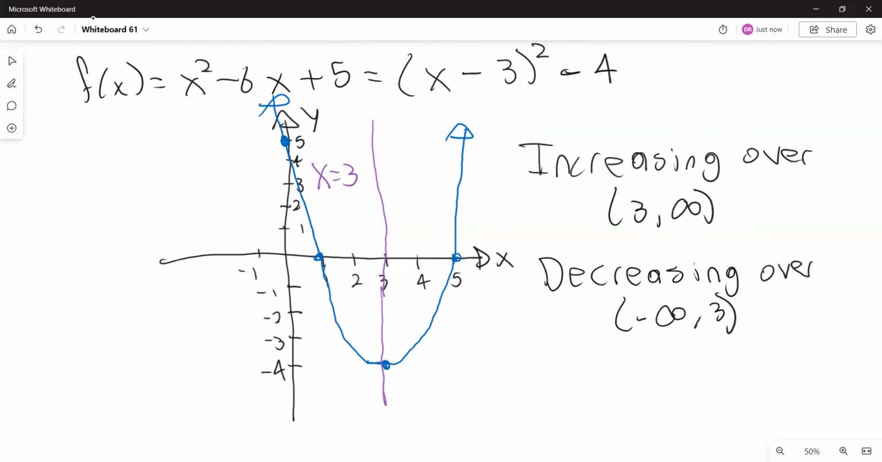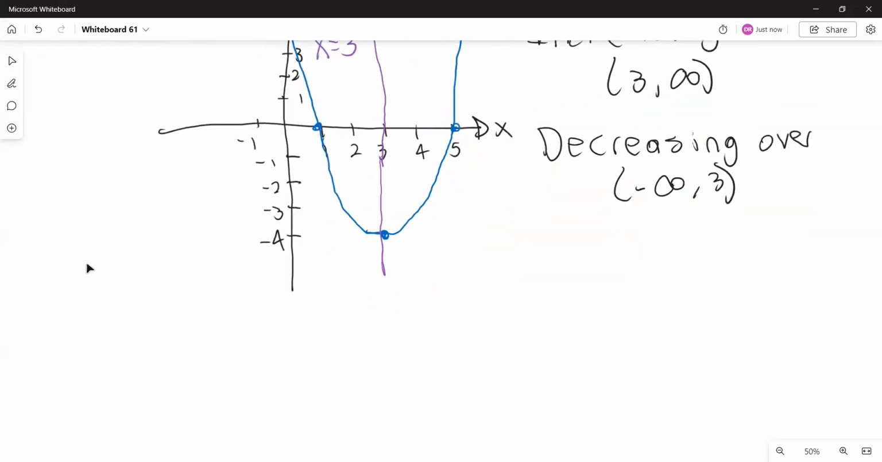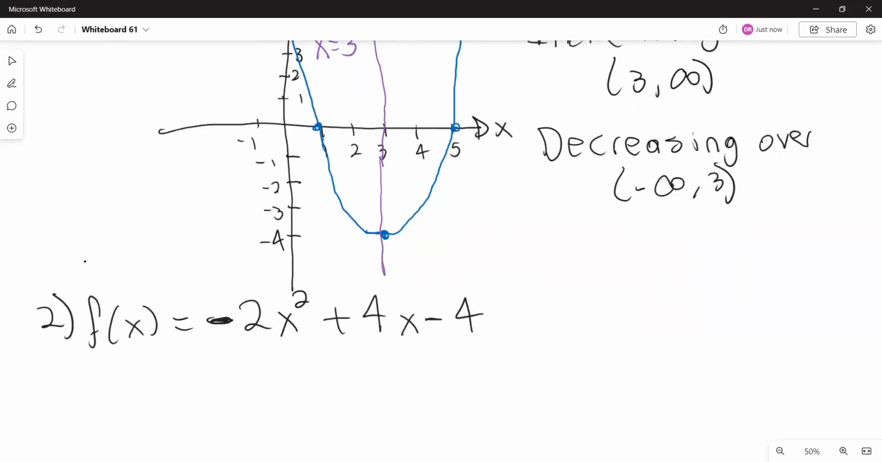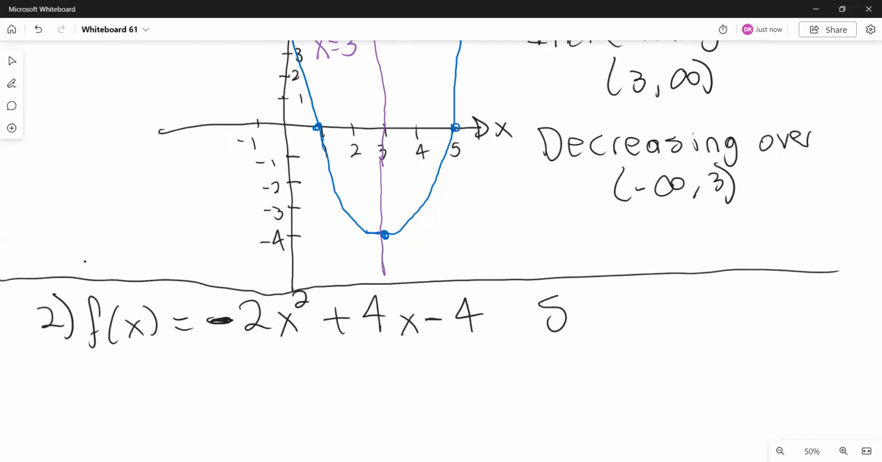Okay, next example, we have the same questions for the following function, f of x. Let's call this number 2. Same question for f of x equals the opposite of 2x squared plus 4x minus 4. So for that, we have the same questions.